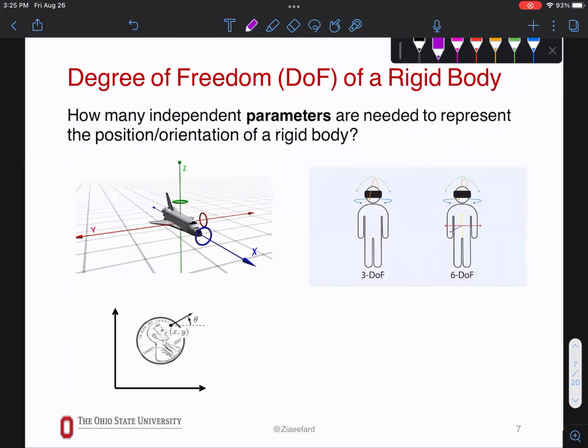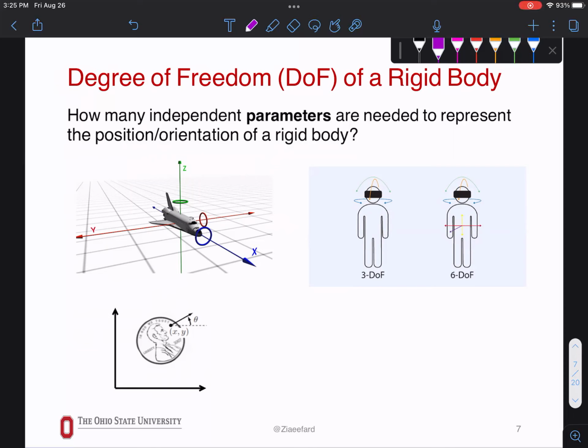Degree of freedom. Any questions so far? I went kind of fast through it. I think most of you nodded when I was talking, so that tells me you understood. So don't nod if you don't understand. You all good? Sweet. All right.